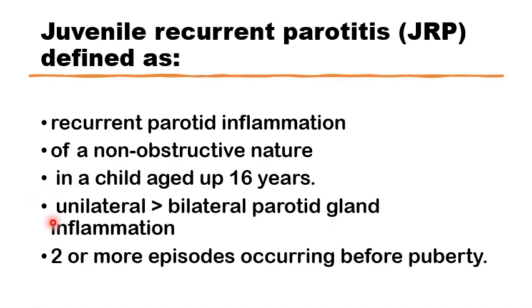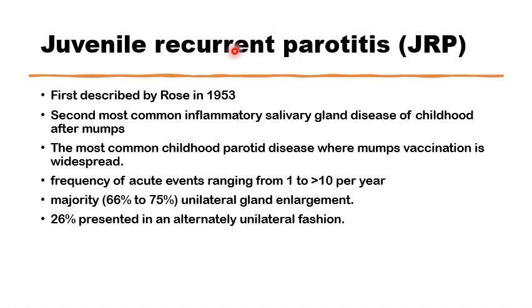It's usually unilateral, affecting one parotid at a time, but occasionally, in less than a fourth of the cases, it may affect the two glands. And it is recurrent, then children would have 2 or more episodes before puberty, sometimes up to 10 episodes in a year or more. The condition was described almost 70 years ago by Rose. It's the most common childhood parotid gland inflammation in the areas of the world where mumps vaccination is widespread. The attacks can be as frequent as more than 10 episodes per year. The majority are unilateral, somewhere between 2/3 and 3/4 of the cases, but in about 1/4 of the cases it can be alternatingly unilateral between the two sites.